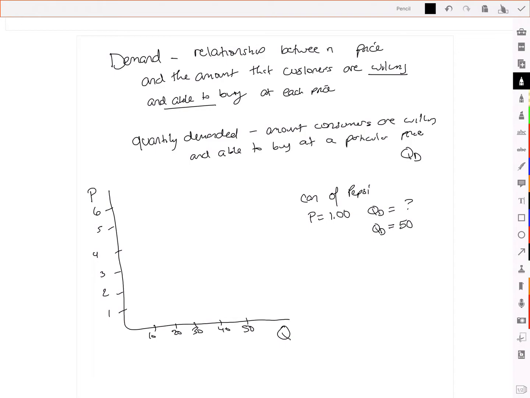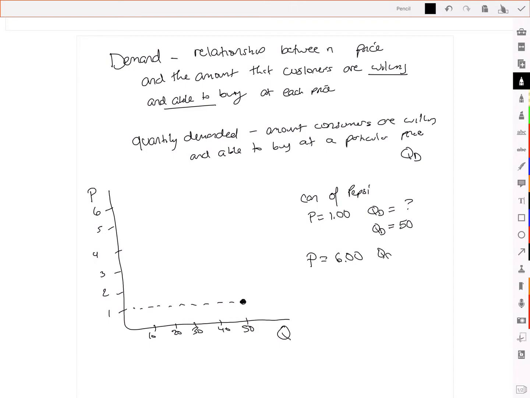Well, if the can of Pepsi is $1 and collectively we are willing and able to buy 50 of them, based on how much we like Pepsi, based on our income, then we could put a dot right here. Now, if the price of a can of Pepsi, instead of being $1, is now $6, well, how many of you are willing to pay $6 for a can of Pepsi? Well, you like Pepsi, so maybe you want to have Pepsi, but now it's taking up more of your income that could be used for other things.